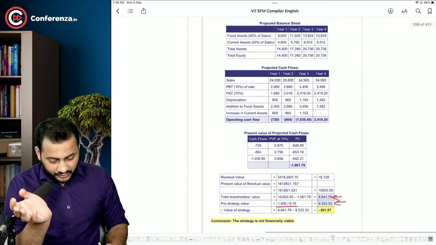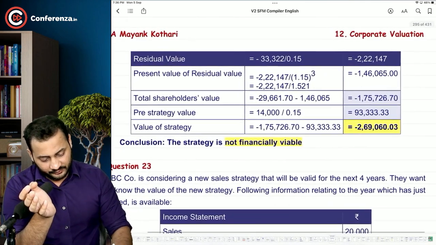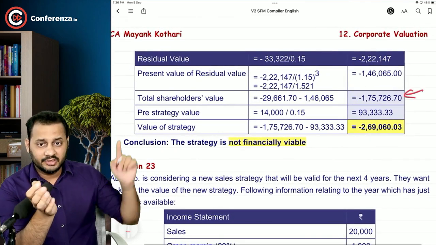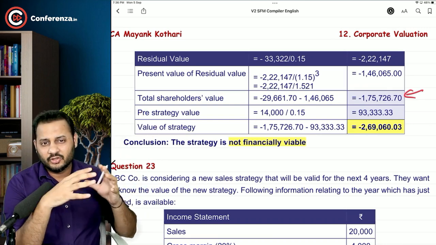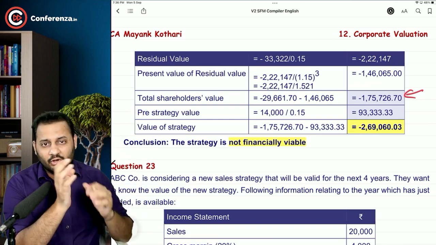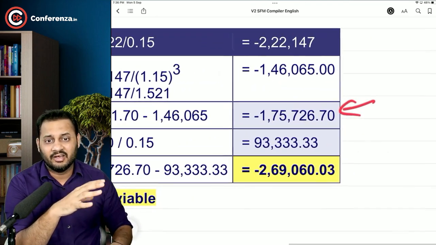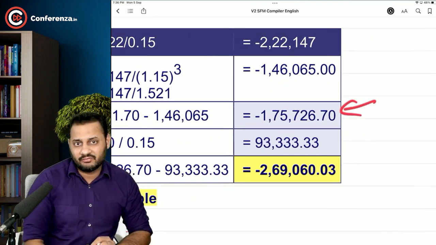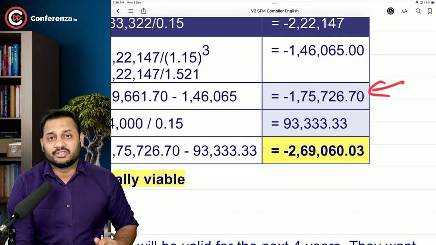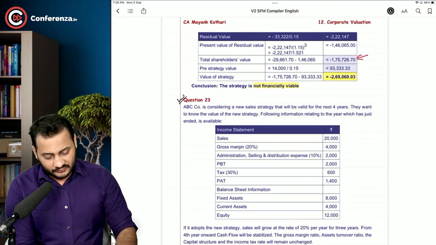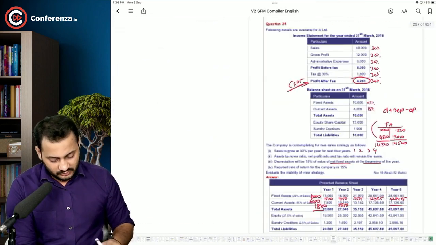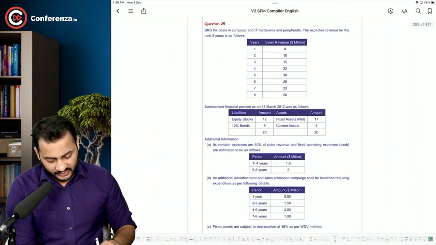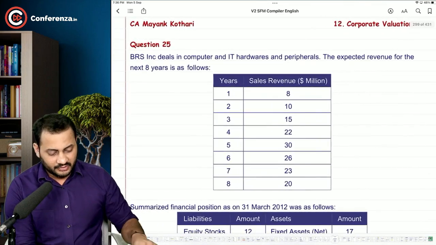And in the previous question to this one also, you can see the strategy, along with the strategy, it's negative. I feel there are lots of ambiguities in all the three questions, and that's why this random figure of minus 1,75,000 is coming as compared to positive 93,000. So that is where these questions seem incomplete with the data. Now let's come to question number 25.